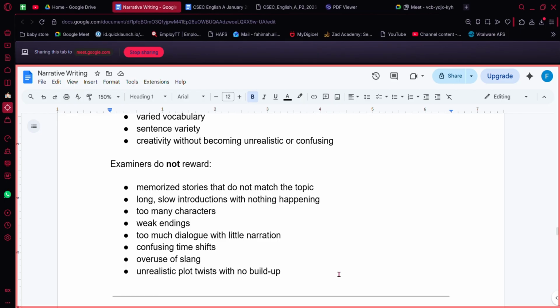Now, they also don't like long, slow introductions with nothing happening. If you're just describing the scene in your introduction and you're wasting all your words there, then you're wasting your time. Because you only really have 400 to 450 words and you don't have that much time to write your story either. You also don't want it to take too long to get to what is happening.